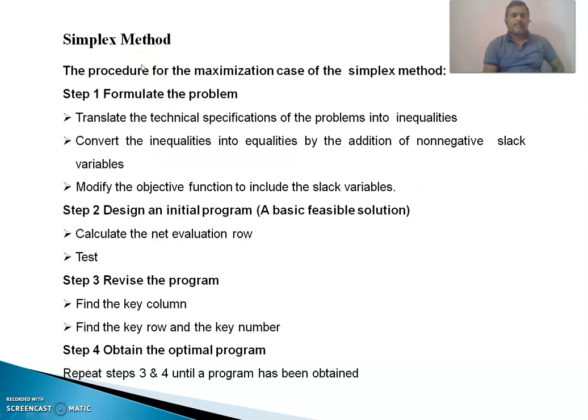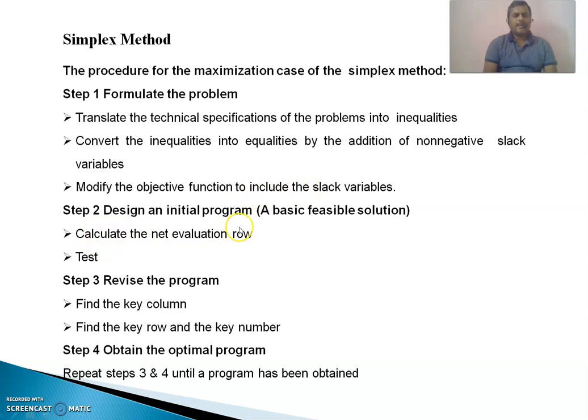First method is simplex method. It is the initial method. Here I have mentioned the procedure for maximization case. First, formulate the problem. Here I have written some steps. First, translate the technical specification of the problem into inequalities. Inequalities will be given. Convert the inequalities into equalities by adding some slack variables or some other variables. According to that addition, we have to modify the objective function as well.